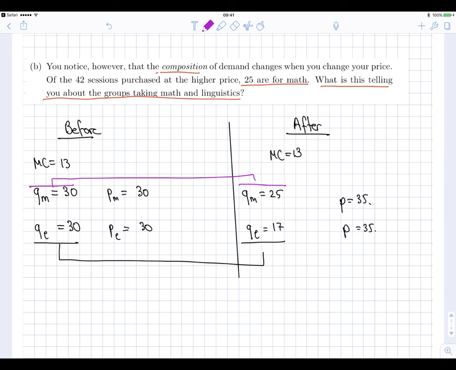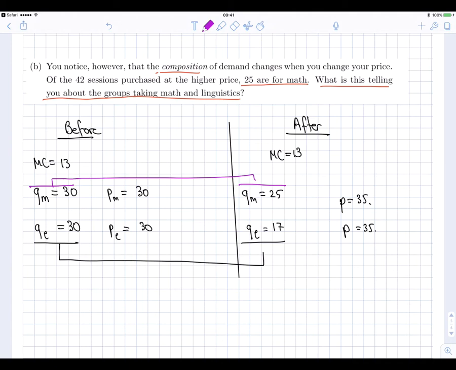We could also say that the mathematics is less elastic as compared to the linguistics. Or you could see it the other way and say the math courses are less elastic than the linguistic one. You have to be careful about this: you're not making a general statement about mathematics and linguistics. You're saying at that particular point, at the price of 30, when you're selling a quantity of 30, mathematics is less elastic than linguistic.